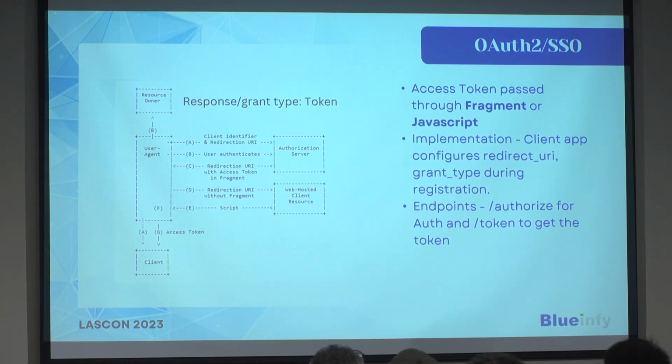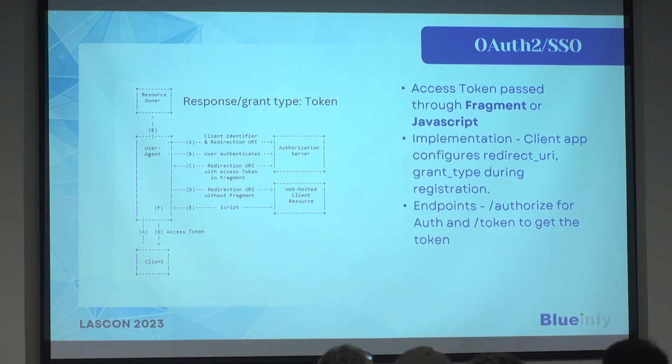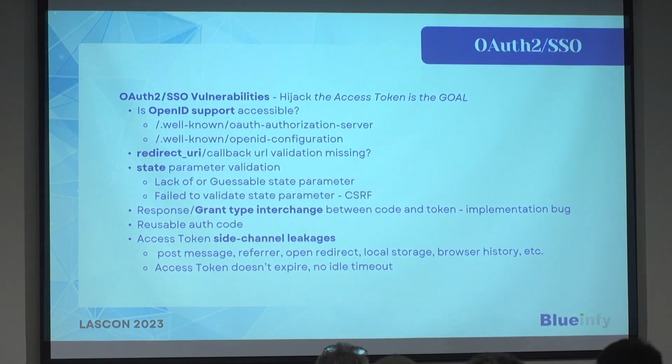There are various methods. So the attacker's goal would be to capture the access token. Once he has the access token, he can go inside. So how can he manipulate it? The OAuth or SSO vulnerability would be, first, whether any OpenID configuration is open or not. If you have OpenID configuration open, he can directly go to that configuration and modify it.